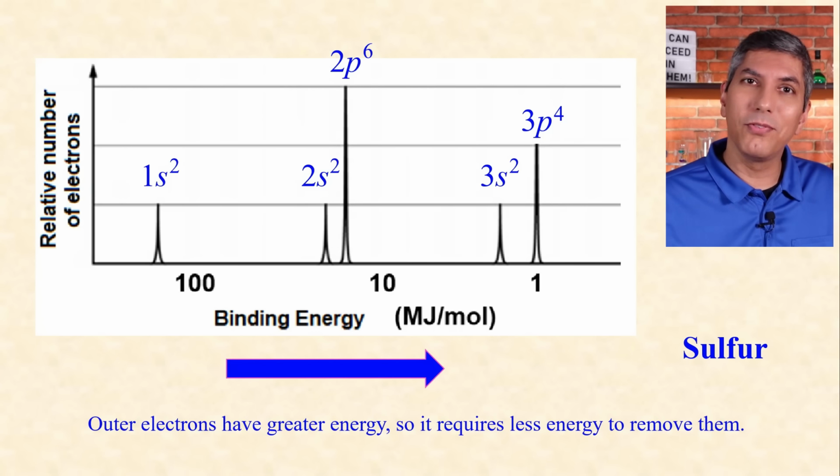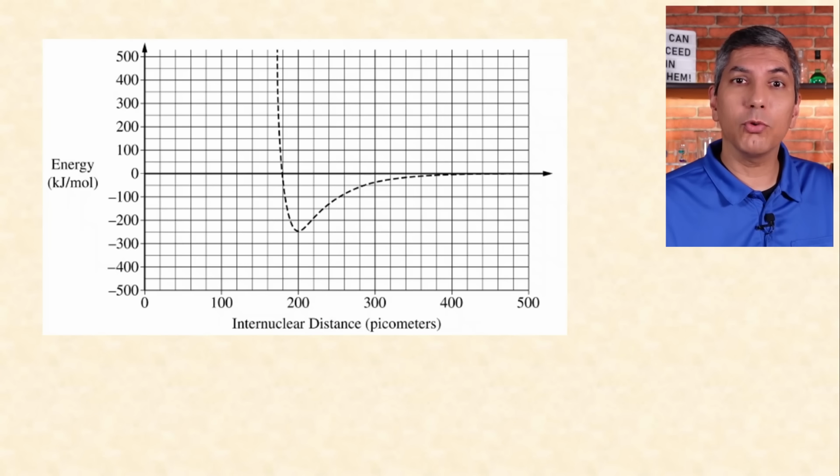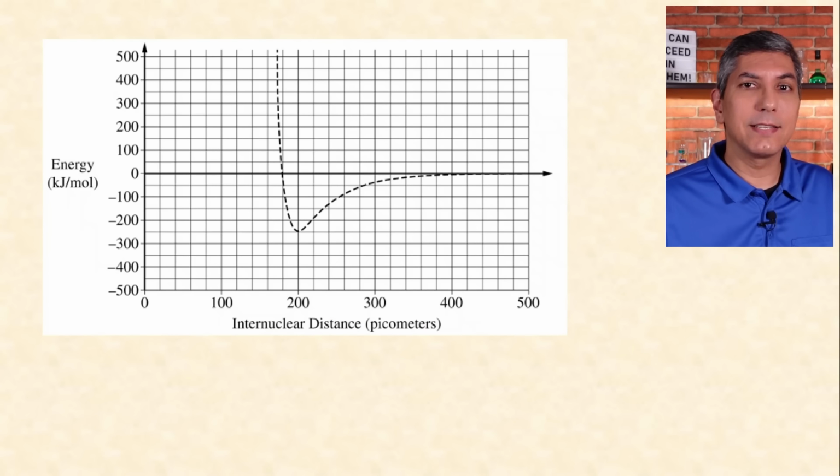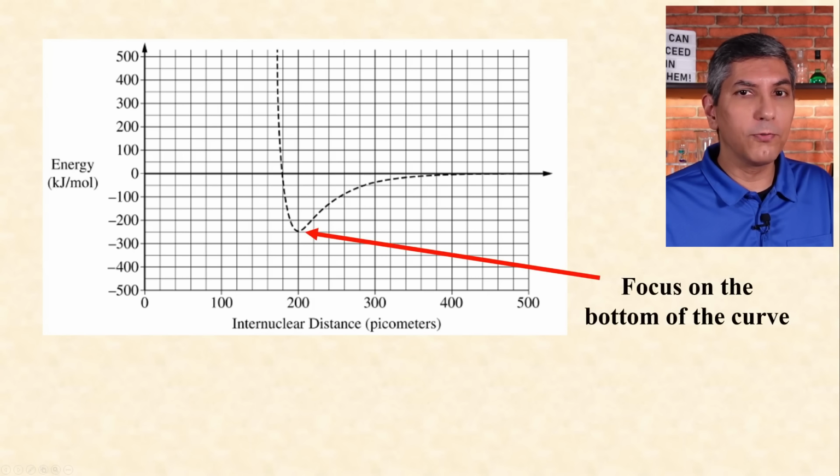Graph number 3. Potential energy between 2 atoms. This graph represents the potential energy between 2 atoms as the distance between those atoms changes. When a chemical bond forms, it's always at the distance where the potential energy is the lowest. So that's why you always want to focus on the bottom of that curve.